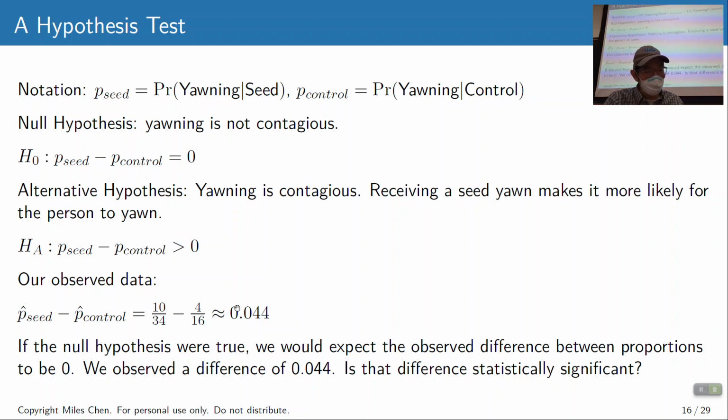And what we observed was something greater than 0. We got 29% versus 25%. We got a difference of around 4.4%, 0.044. 10 out of 34 minus 4 out of 16 gives us a difference of 0.044. Again, we're expecting a difference of 0. We got a difference of 0.044. And the question is, is that difference statistically significant? Okay, is this all right?